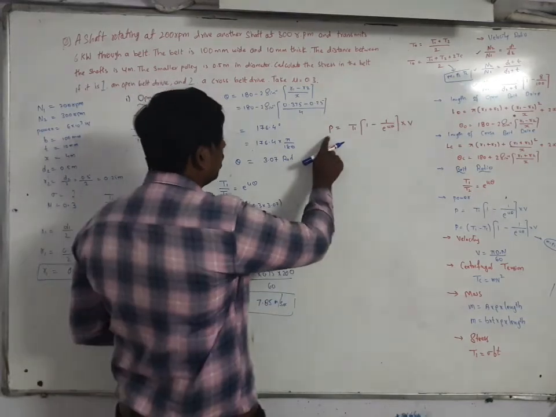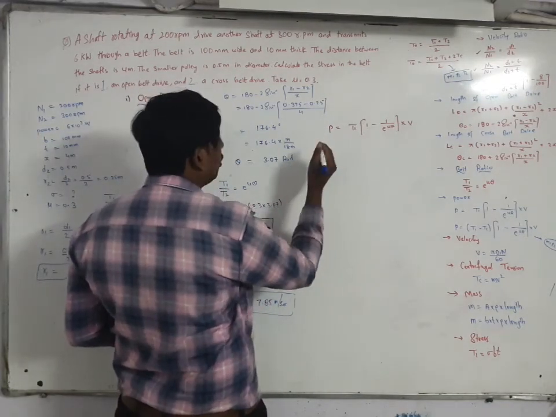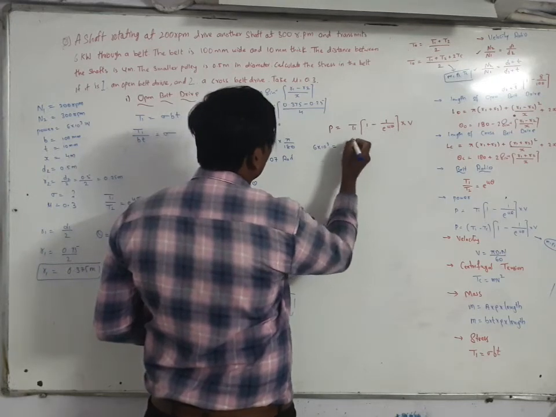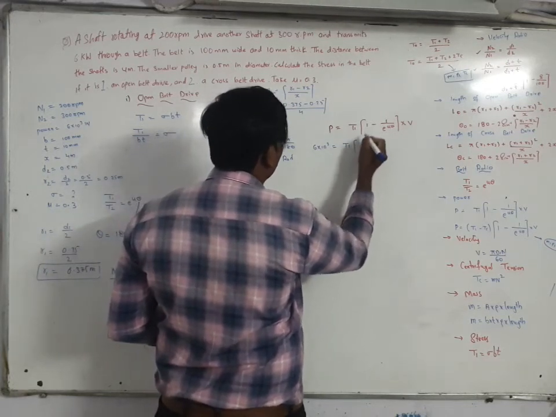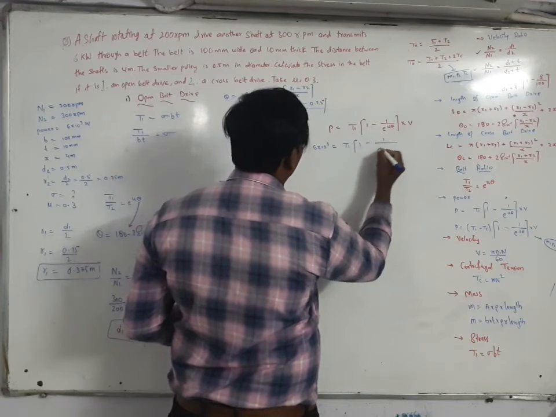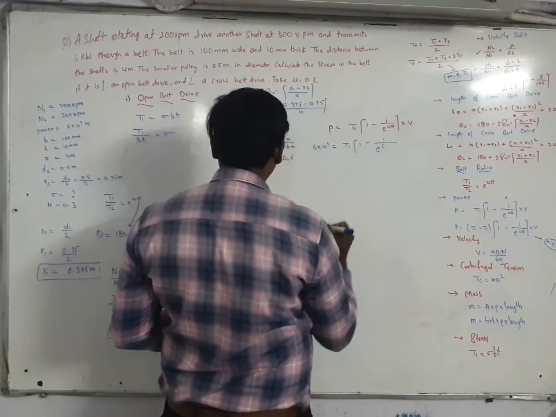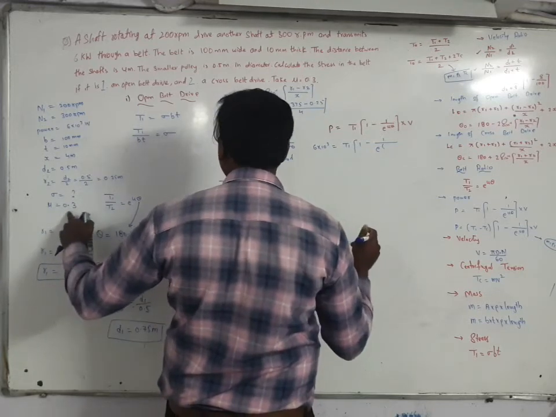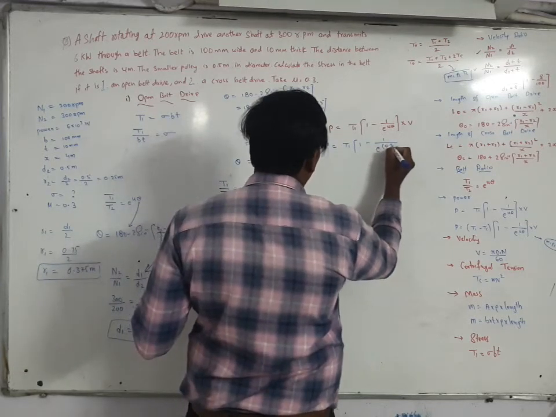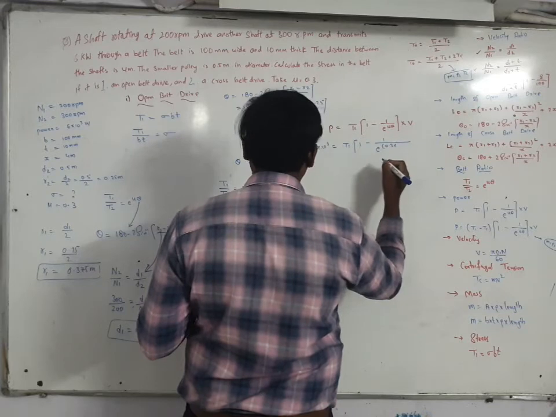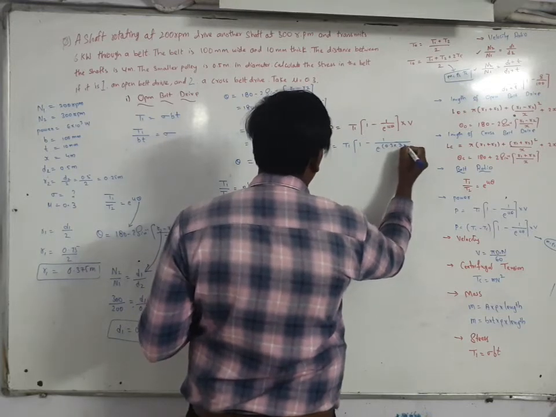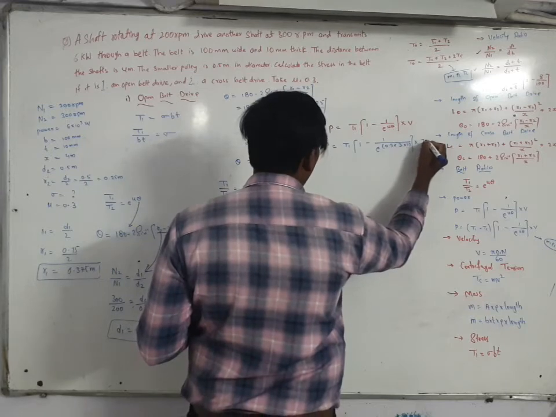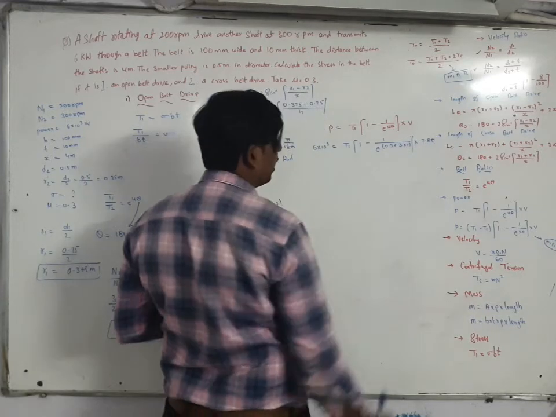Now substitute here. You know the power. Power is given in your question: 60 into 10 to the power of 3. You don't know the value of T1, so let it be like this only. 1 by e to the power of mu theta. The mu value is given in your question, 0.3, and the theta value is given in your question, 3.07, into V. V is 7.85. This is the value of V.